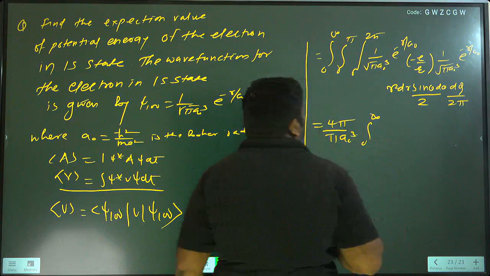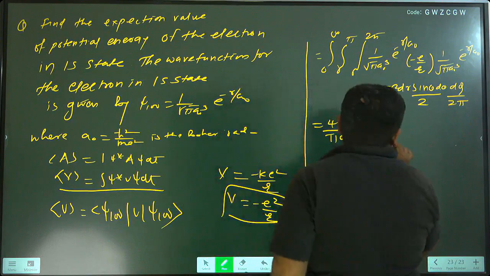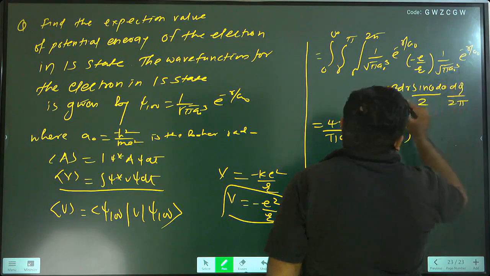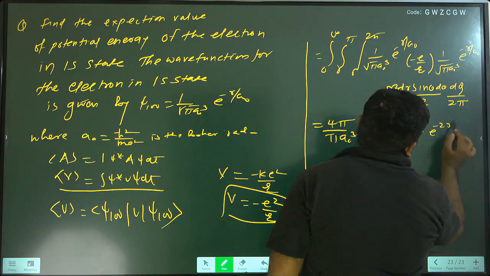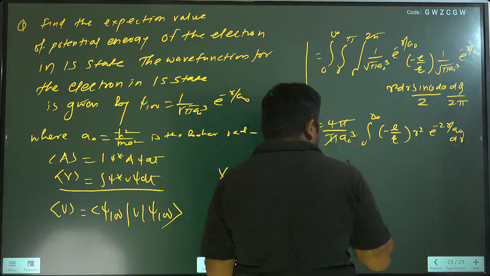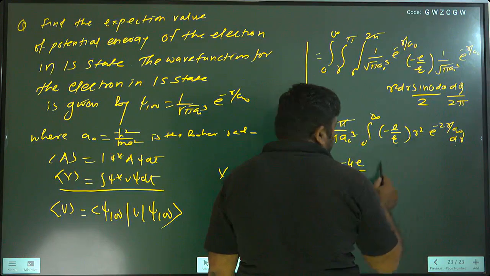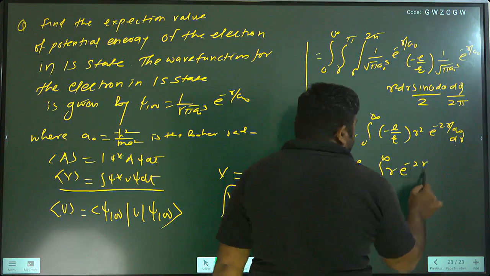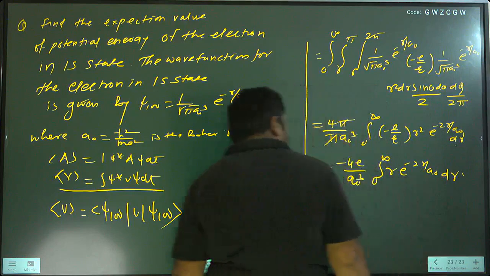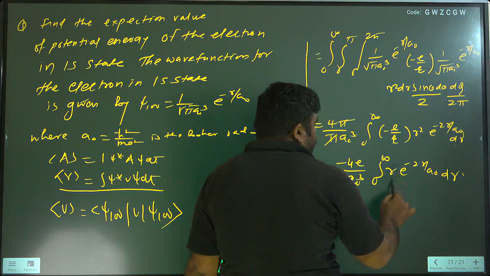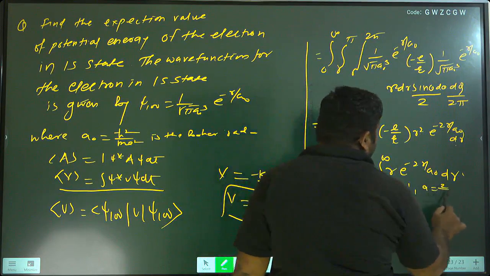Limit 0 to infinity. Minus e upon r, into this is r square into e to the power minus 2r upon a naught into dr. We can take minus e outside, and pi pi gets cancelled. Minus 4e upon a naught cube into integration limit 0 to infinity, one r gets cancelled, r e to the power minus 2r upon a naught into dr. Okay, using the formula: minus 4e upon a naught cube, n factorial, n is equal to 1, a is equal to 2 upon a naught.